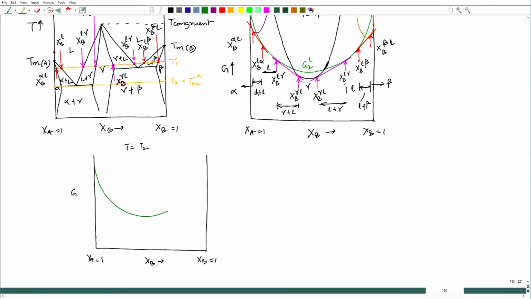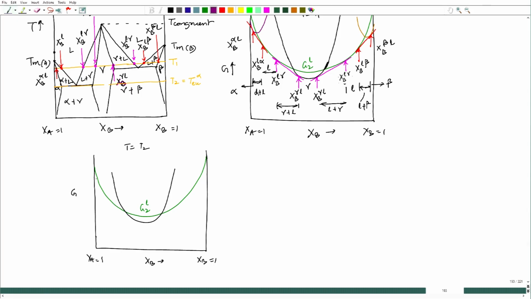First thing I will draw the liquid line. I have drawn the liquid line. This is G2 of liquid. Now, I can draw the gamma phase. This is the gamma phase. Now, on the left side, the alpha phase, the liquid and the gamma phase will be merging with each other. So, it will be falling on the common tangent.